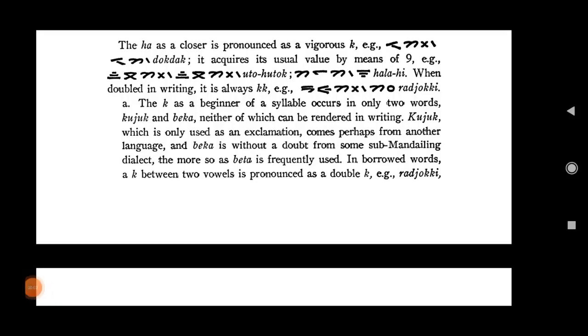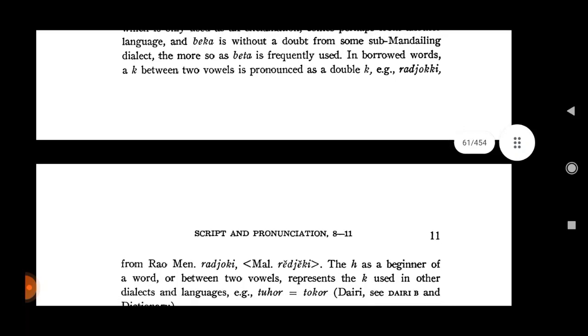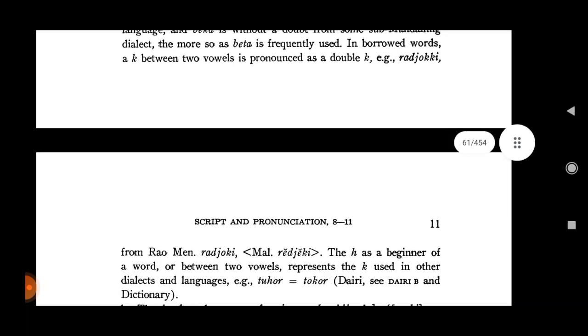K as a beginner of a syllable occurs in only two words, kuyuk and beka, neither of which can be rendered in writing. Kuyuk is only used as an exclamation, comes perhaps from another language, and beka is without a doubt from some sub-Mandarin dialect, the more so as beta is frequently used. In borrowed words, a k between two vowels is pronounced as a double k, e.g. rajoki from ramen, rajoki, mal, rejeki.